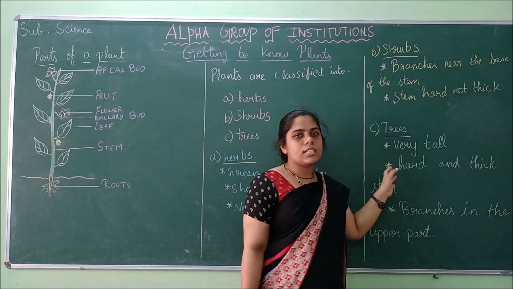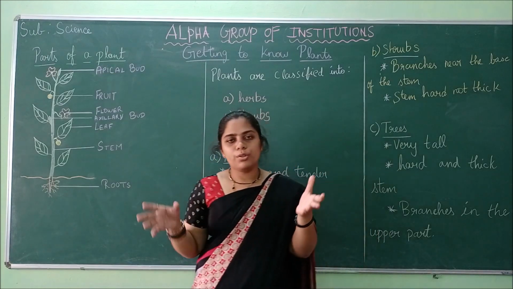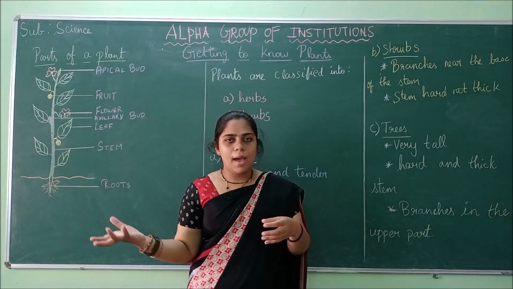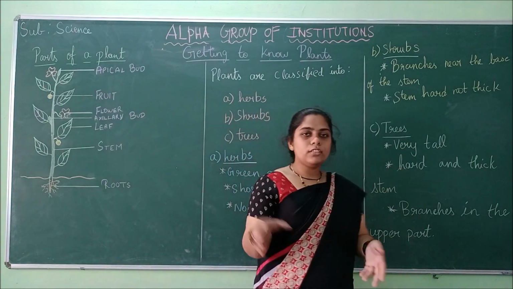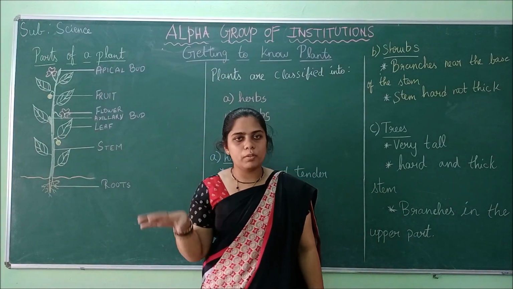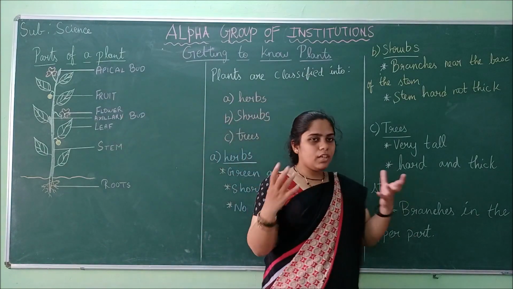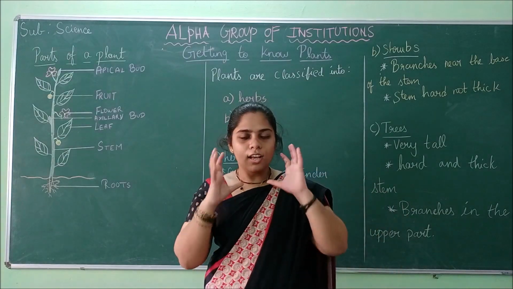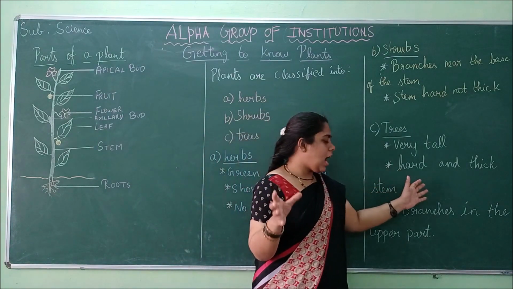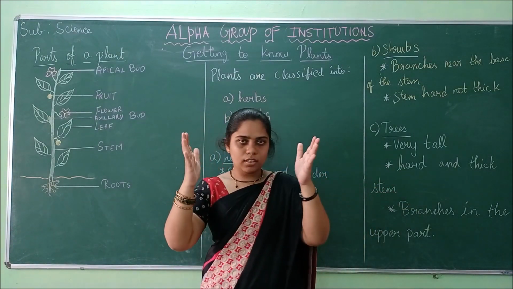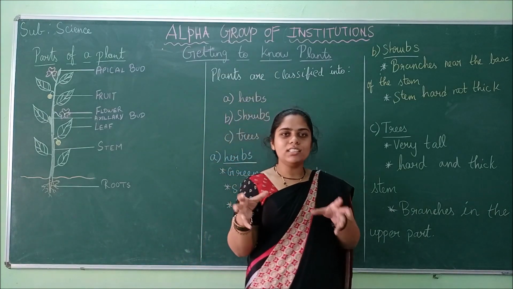Then finally, this is the third part, that is trees. You would have seen huge trees, the apple trees and all these trees. How will they be? The trees will be very tall. They won't be short. They will be very tall, huge and big, and very hard. If you go hug a tree, the branches will be very hard and very rough. It is a very hard and thick stem. The stem will be very broad, tall, hard and thick.